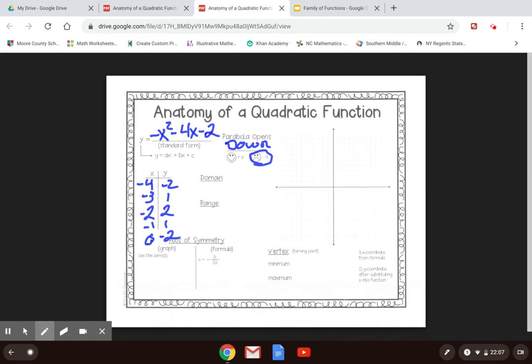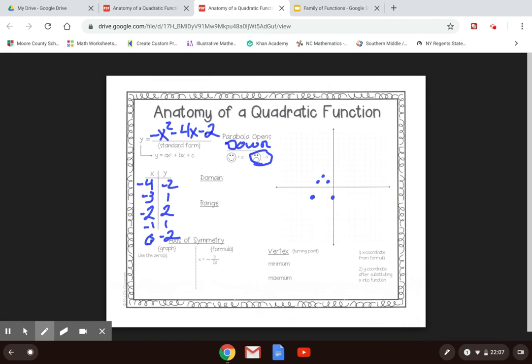So we'll start with -4, 2. So 1, 2, 3, 4, 2, which is going to be right here. And then I've got -3, 1. So I'm going to go 1, 2, 3, 1. And then I'm going to do -2, 2. So I go over -2 and up 2, which puts me right there. And then over -1 and up 1, which would put me right there. And I made a stray mark, so let me erase that. And then my last one's going to be 0, -2. So here's 0, and there's -2 right there.